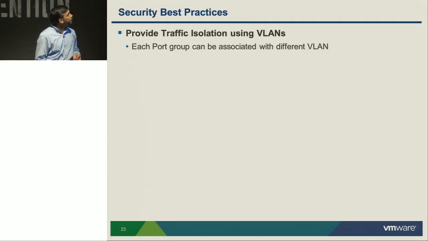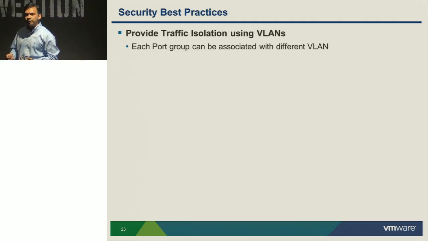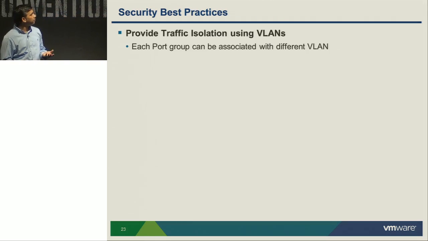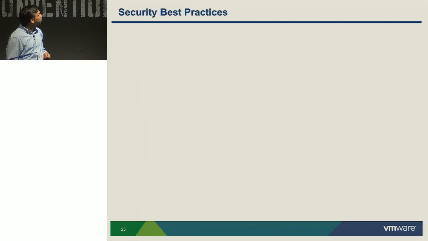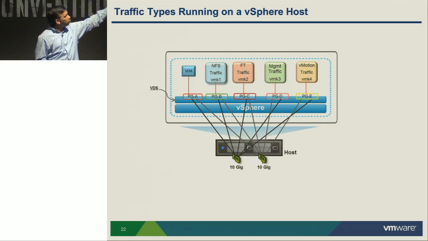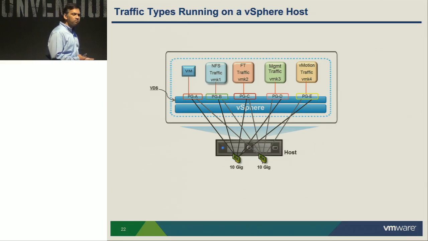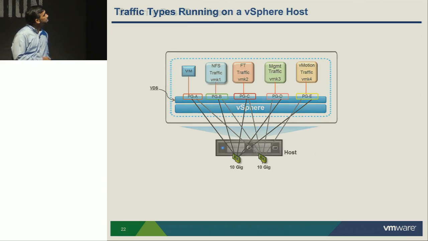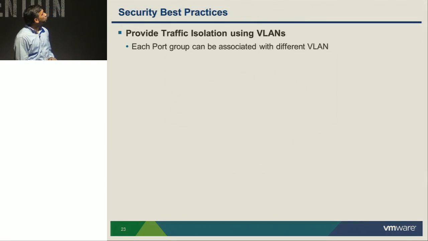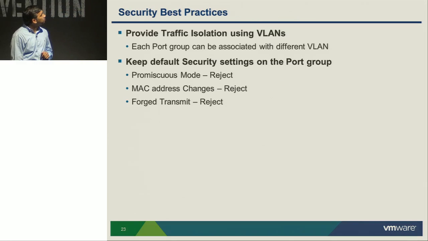So what you do typically is you create VLANs for that particular traffic type. So what I created here is, for each port group here, port group A, B, C, D, E, you have different VLANs configured. So VLAN is a mechanism to do isolation between traffic types. So provide traffic isolation with VLANs.